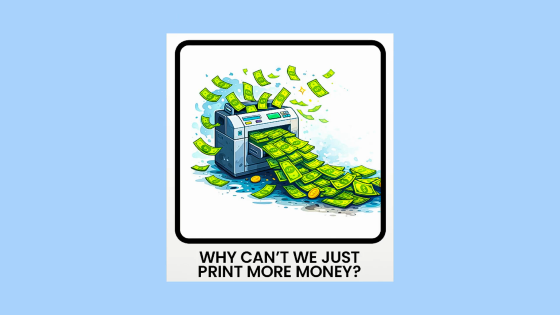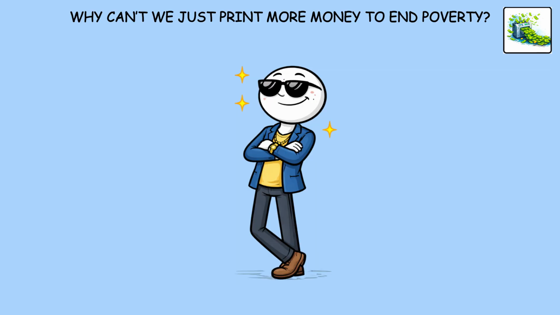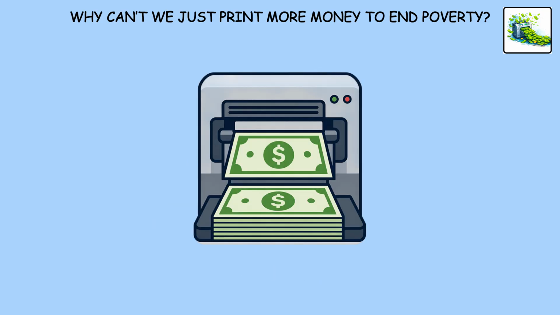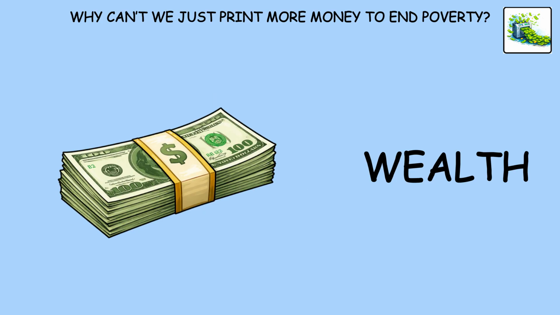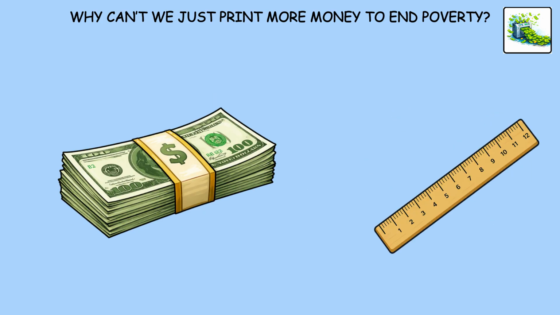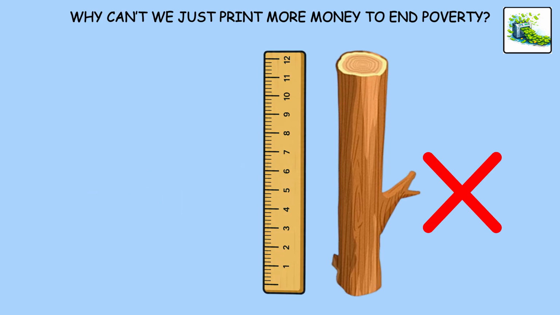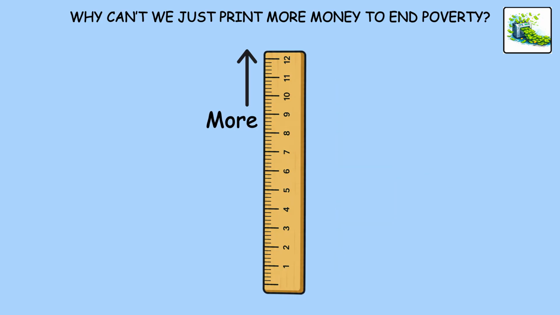Why can't we just print more money to end poverty? It sounds like the perfect solution. If everyone is broke, just turn on the printing presses and hand out million-dollar bills. But money isn't wealth. It's just a measuring stick for value. It's like a ruler. If you cut the inch marks on a ruler in half, the piece of wood you're measuring doesn't get any longer. You just need more marks to describe it.